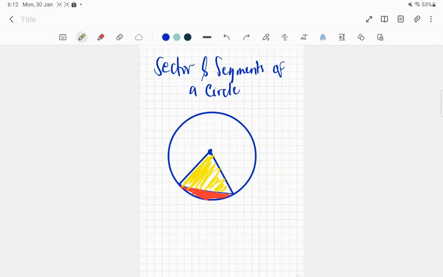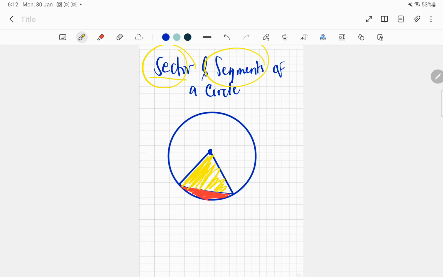Okay, so let's talk about the sector and segment of a circle. It is a continuation of the first video. Make sure that you have first watched the video about the arcs, the chords, the central and inscribed angle before this one. Okay? So let's differentiate between the sector and the segments of a circle.